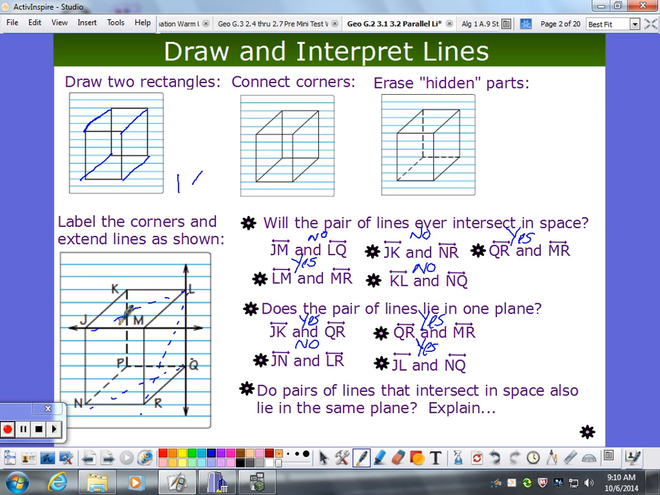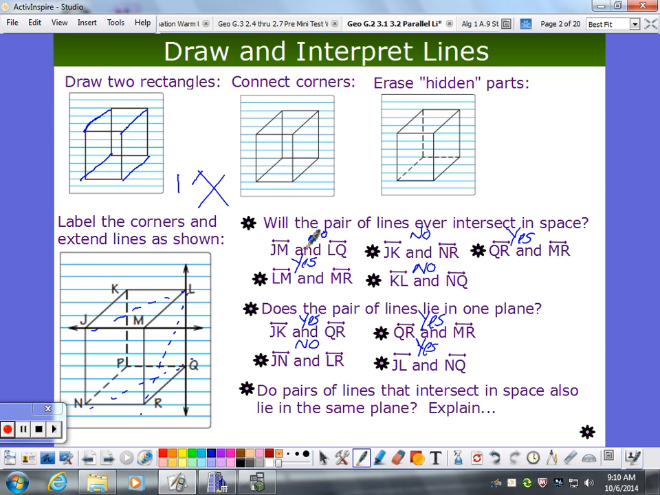All right, so answer this question. Do pairs of lines that intersect in space also lie in a plane? Think about pairs of lines intersecting. So here's some lines that intersect, right? Can you make a plane? What do you think? If they intersect, can you have a plane? Can you think of a case where lines are intersecting and I can't make a plane around them?